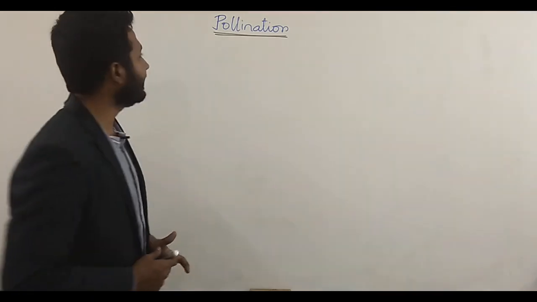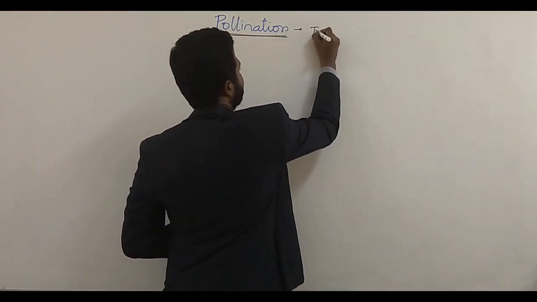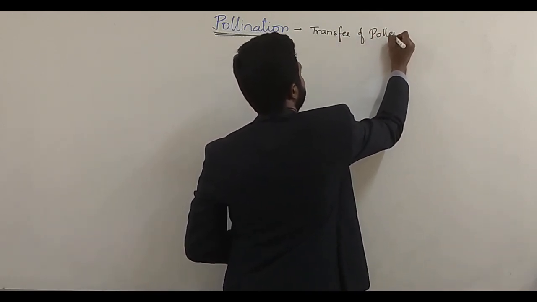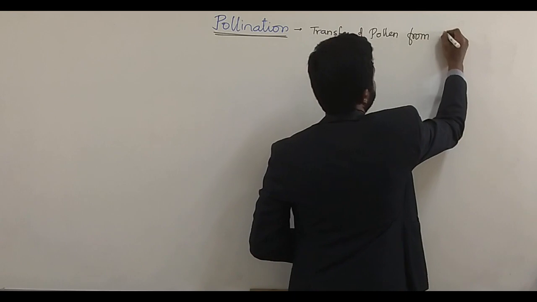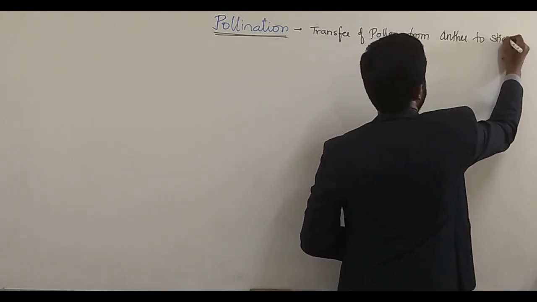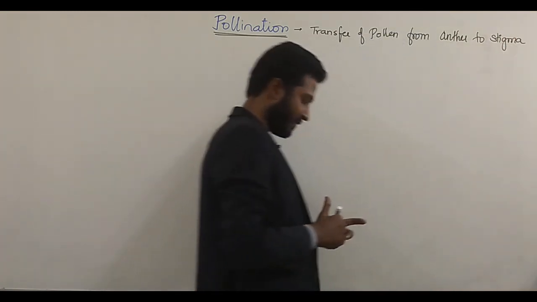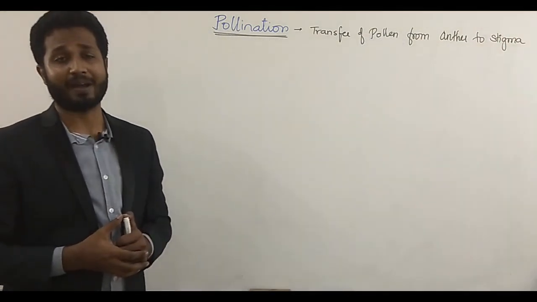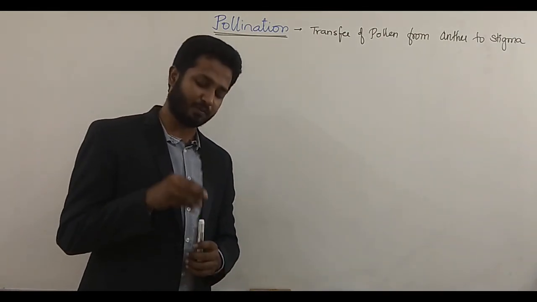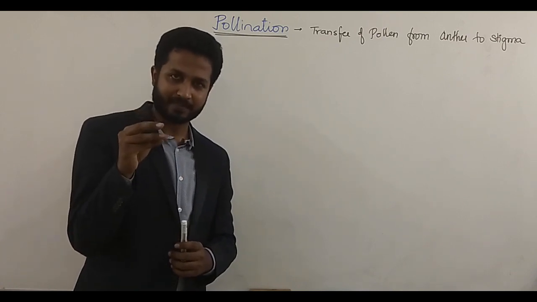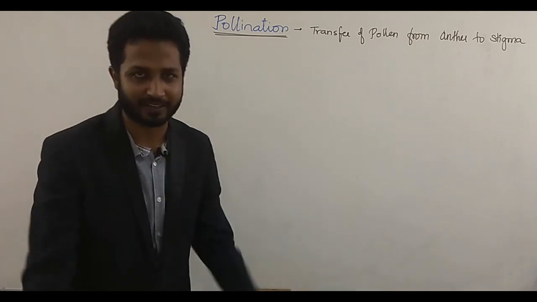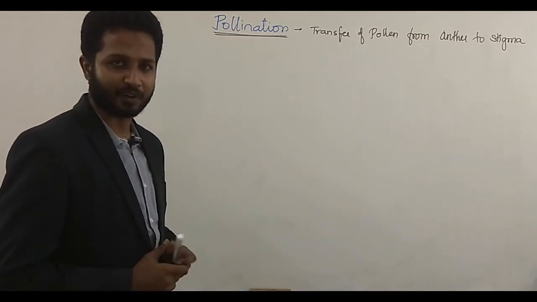What is pollination? Process of transfer of pollen from anther to stigma. The process of transfer of pollen from anther to stigma is known as pollination. It is the process where pollen grain from the male part is transferred to the stigma, that is the female part. There are 3 different types of pollination.